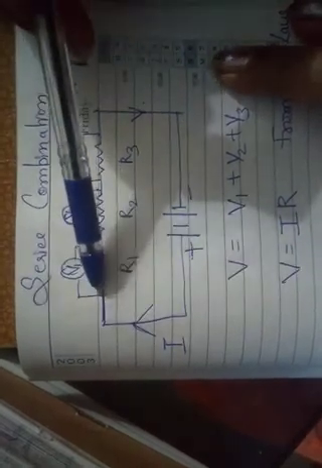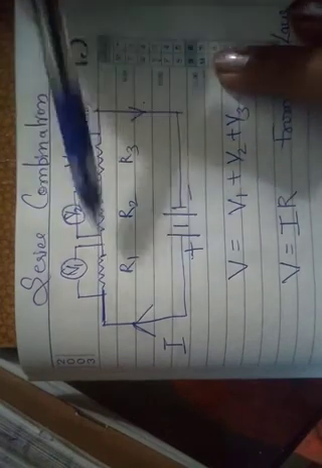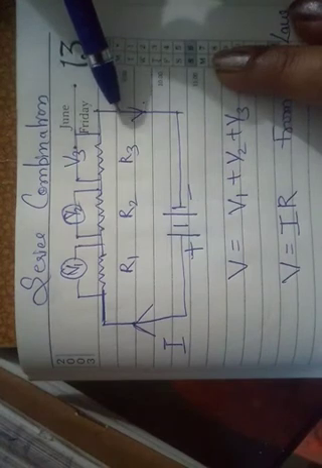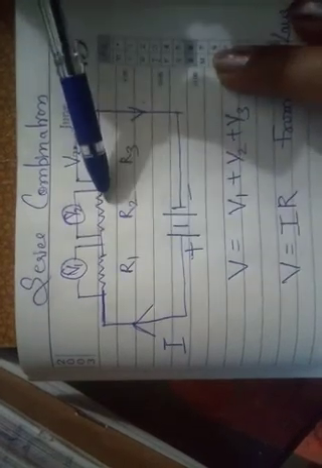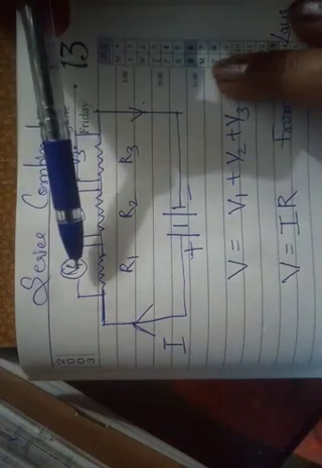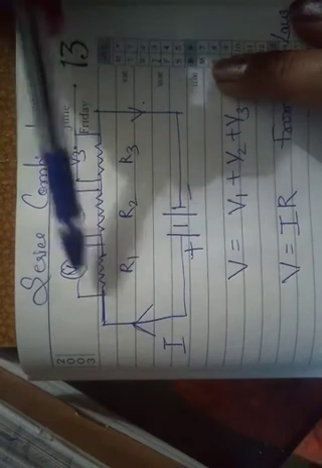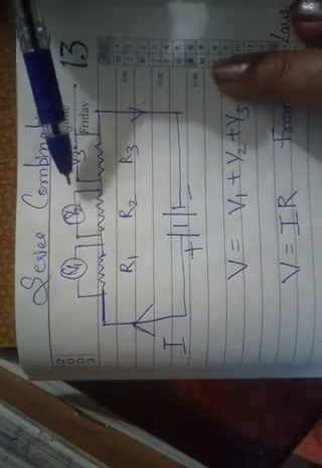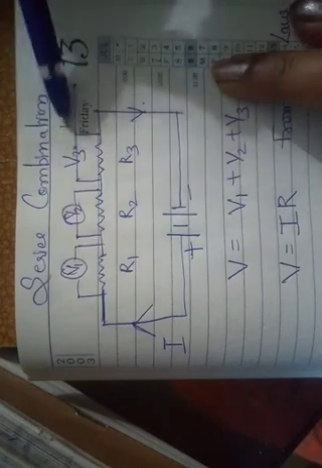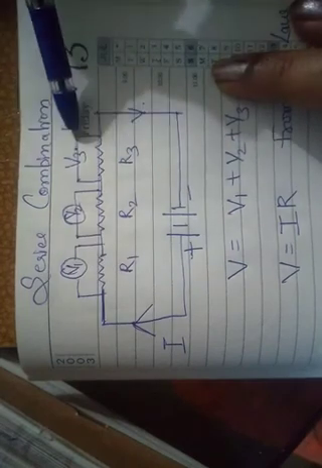So if you put an ammeter in R1, R2 and R3 separately, you will see an equal amount of current flows through R1, R2 and R3. That means the same current flows through all three resistances. But a voltmeter is used to measure potential difference from one end to the other end. Like here in R1 we have V1, and V2 and V3.